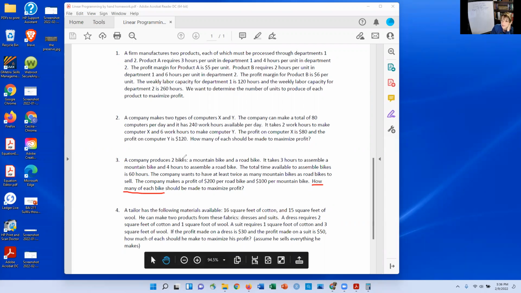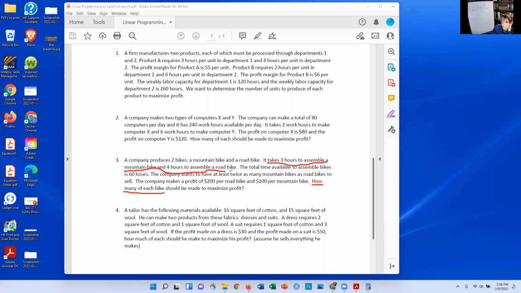Now we go back and it says, a company produces mountain bikes and road bikes. It takes 3 hours to assemble a mountain bike and 4 hours to assemble a road bike. So we're talking about time to assemble, right? And right away, we're told that the total time to assemble bikes in general is 60 hours. So we're given the constraint right there. Let's put hours to assemble, or assembly, or whatever you want to say in how you label this.